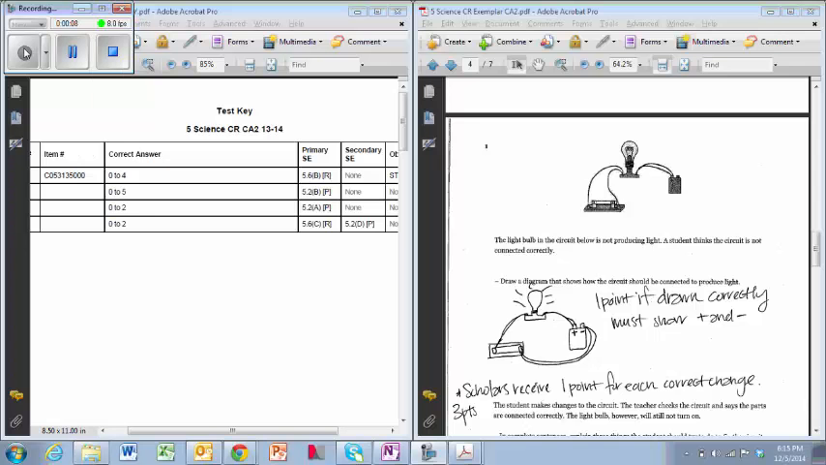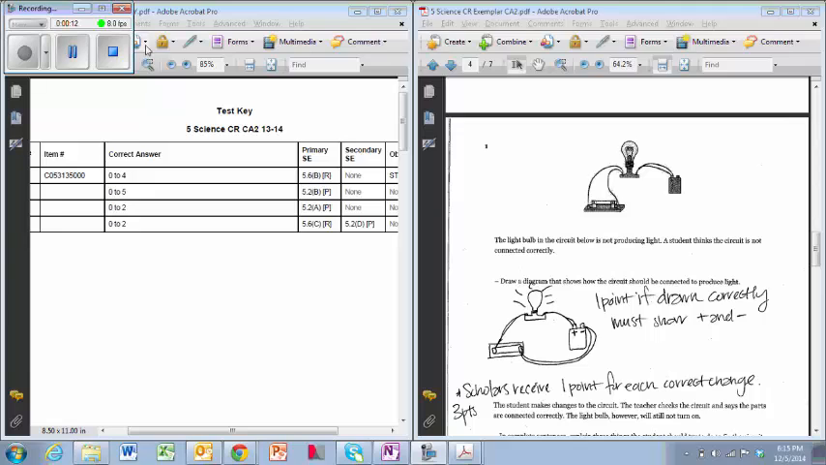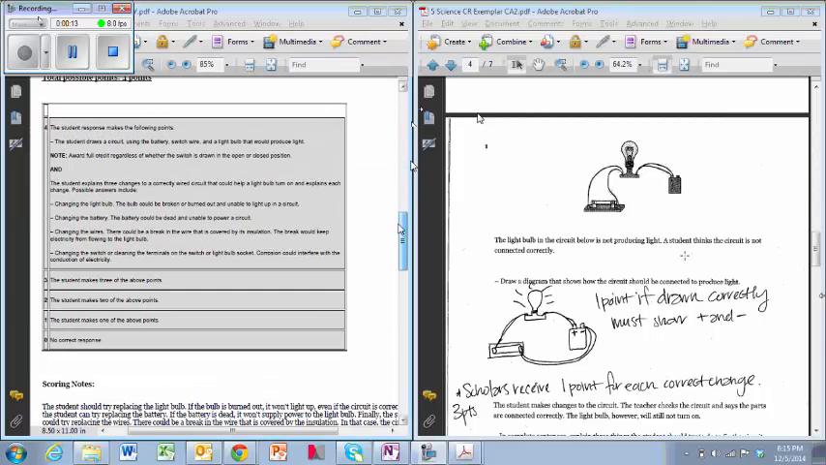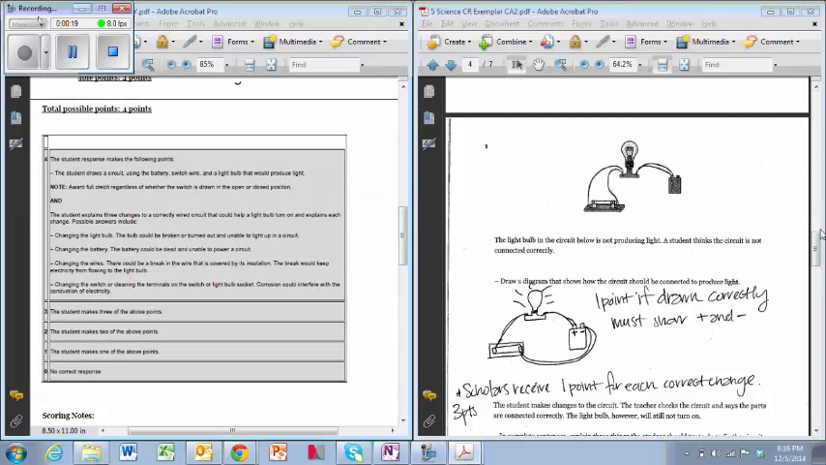What you'll see on the screen right now is the test key on the left-hand side and an exemplar response on the right-hand side. So I'm going to scroll down and show just the rubric so we can look at it side by side with the exemplar response.